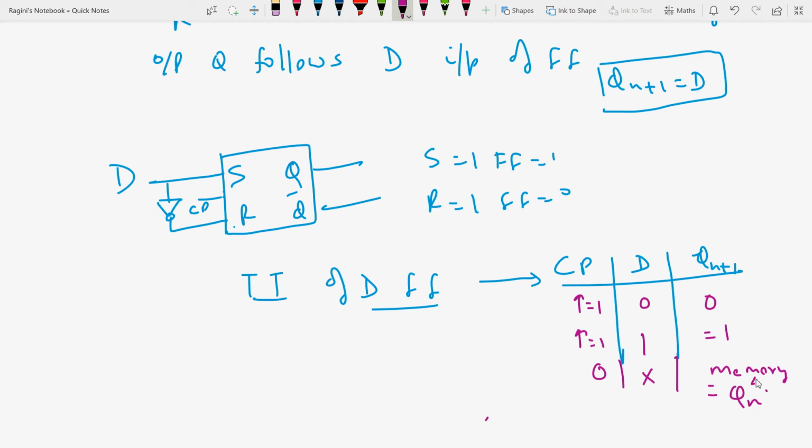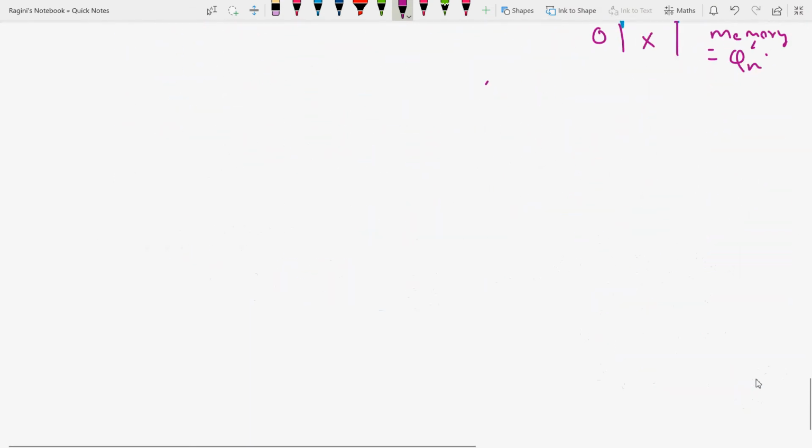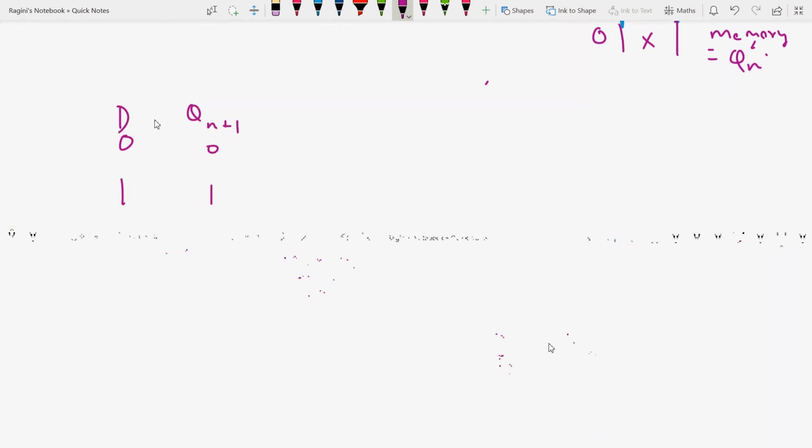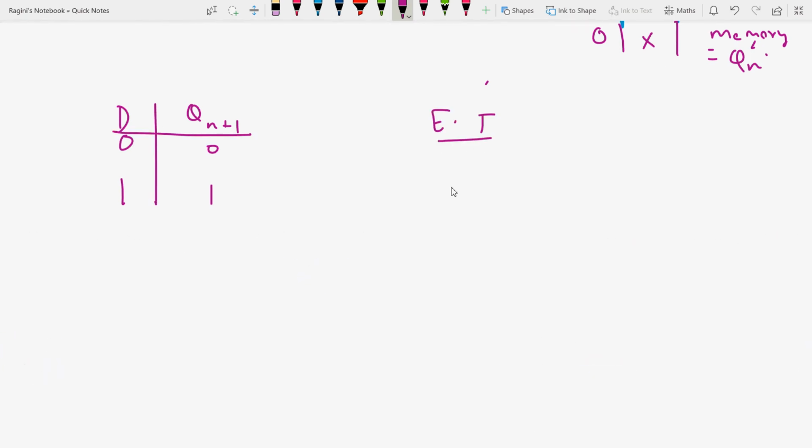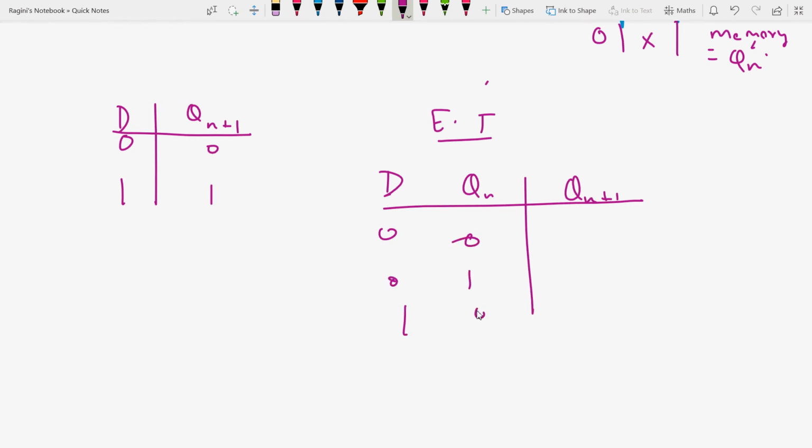Now, what should be the excitation table of the D flip-flop? As you can see, we have the truth table: here the output will be 0, here it is 1, so the output will be 1. This is the truth table, right? Now, in the case of the excitation table, this is D, this is Qn present state, and this is Qn plus 1 next state, right? So if D is 0, 0, 0, 0, 1, 1, 0, 1, 1, right?